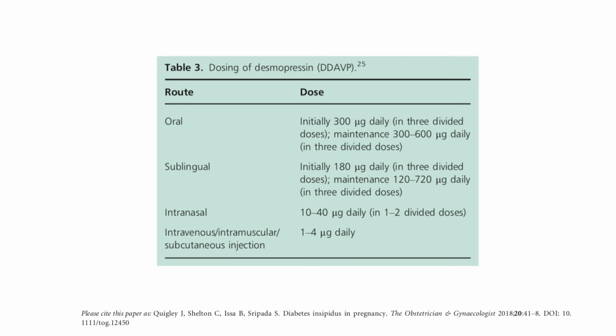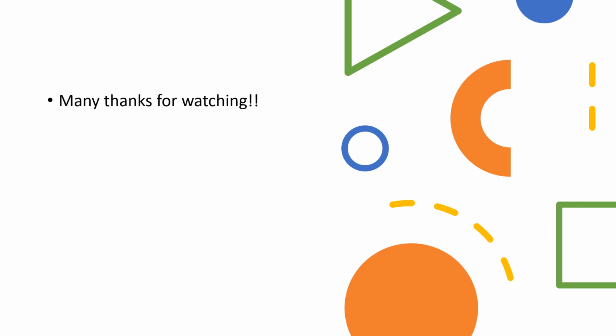So doses of desmopressin, so as we've seen, it can be given orally, sublingually, intranasal, intravenous, intramuscular, or subcutaneous injection, and the various doses are also tabulated. Well, that's it. I hope you found this summary useful.